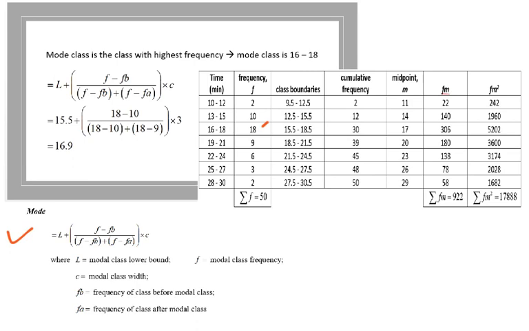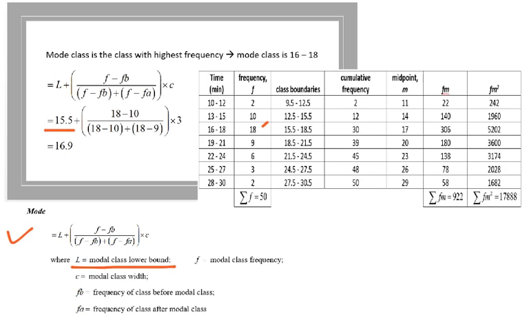Alright, after you know 16 to 18 is the modal class, then you can start substituting the values into the formula. The formula given to you is L plus (F minus FB) divided by ((F minus FB) plus (F minus FA)), multiplied by C. First we go with the L. L is the modal class lower bound. We know the modal class is 16 to 18, so the lower bound is 15.5.